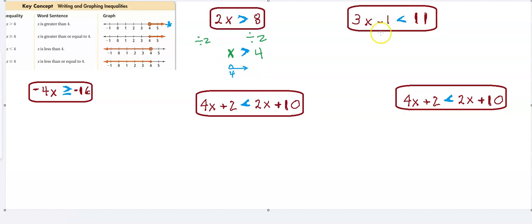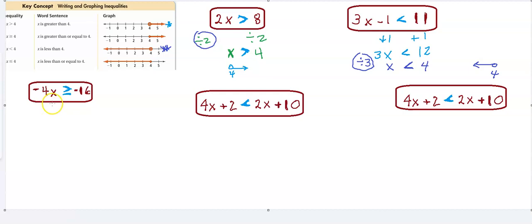Let's try over here. This problem we would add 1 to both sides. So we would get 3x on the left and we'd get 12 on the right. Nothing is happening to the inequality. Now we're going to divide both sides by 3. We get x over here, divided by 3, we get 4. Again, there's no switching of the inequality because we're dividing by a positive, just like divided over here by a positive. So now x less than 4 would be a picture like this one down here. So we would not only write x less than 4, we would also graph on a number line.